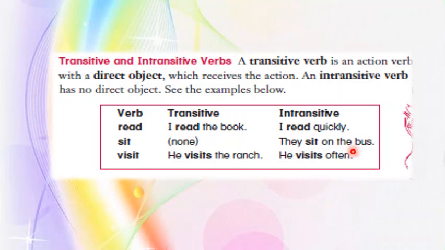They sit on the bus. So here sit is used as an intransitive verb. Visit. He visits the ranch. Here visits is used as a transitive verb. He visits often, and here it is used as an intransitive verb.